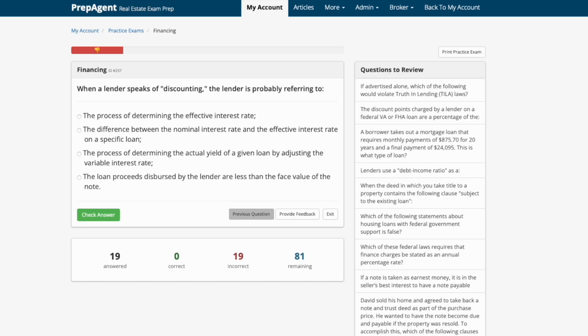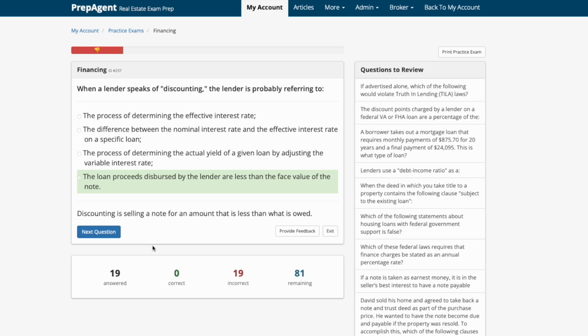When a lender speaks of discounting, the lender is probably referring to the process of determining the effective interest rate, the difference between the nominal interest rate and the effective interest rate on a specified loan, the process of determining the actual yield of a given loan by adjusting the variable interest rate, or that the loan proceeds disbursed by the lender are less than the face value of the note. The loan proceeds disbursed by the lender are less than the face value of the note. Discounting is selling a note for an amount less than what is owed.